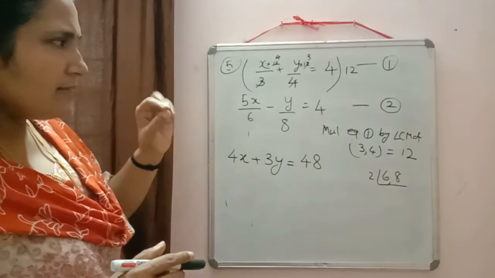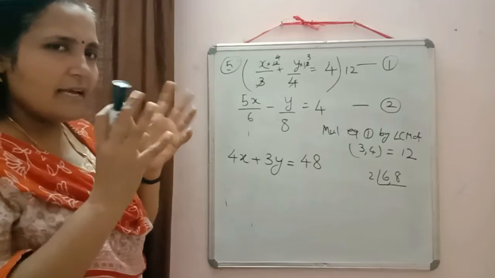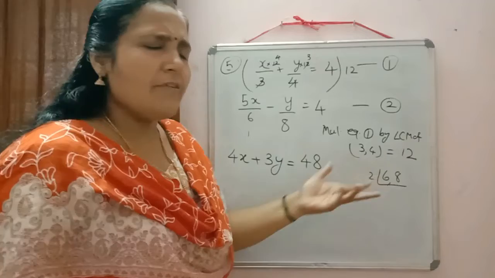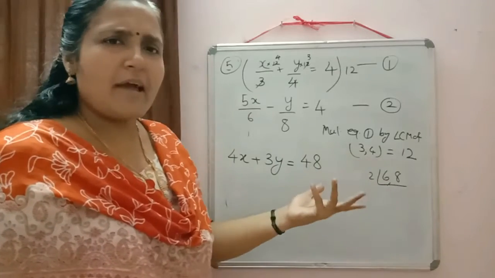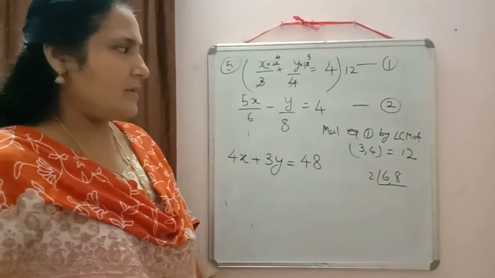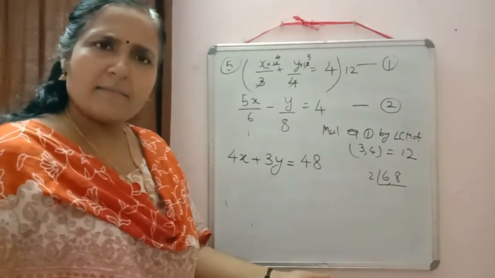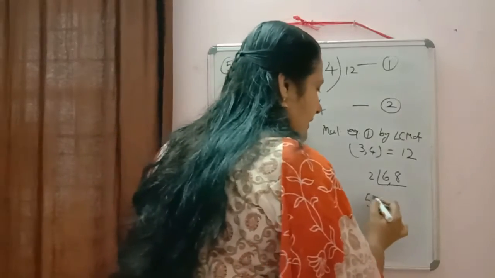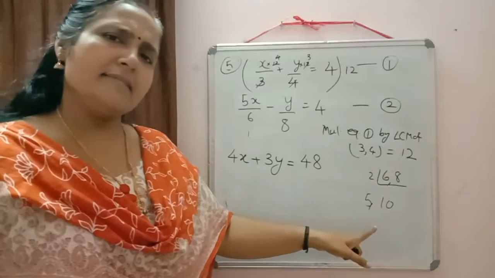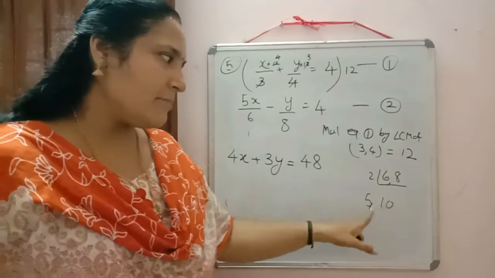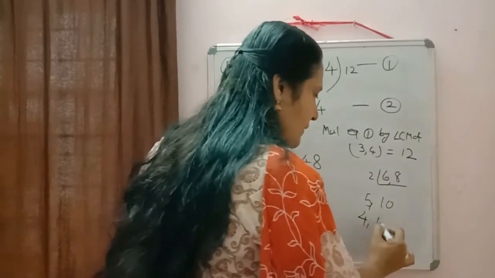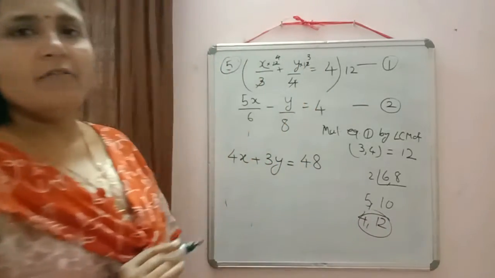In this way, we can make small modifications there. If 3 and 4 are prime numbers, with no common factor, their LCM will be equal to their multiplication only. LCM of 5 and 6 is 30, but for 5 and 10, if they are multiples of each other, then the LCM will be the greater number. LCM of 5 and 10 will be equal to 10 only. LCM of 4 and 12 will be equal to 12 only.